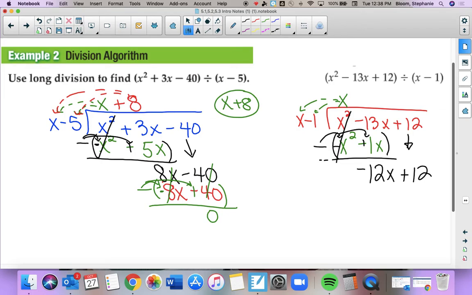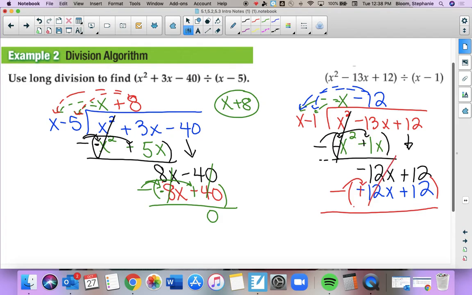Now, x times what equals negative 12x? Negative 12. Then I'm going to distribute that through to both, so negative 12x plus 12. I'm going to subtract those off, which means my 12x's cancel and my 12's cancel. So my remainder is 0, and so my answer is x minus 12.